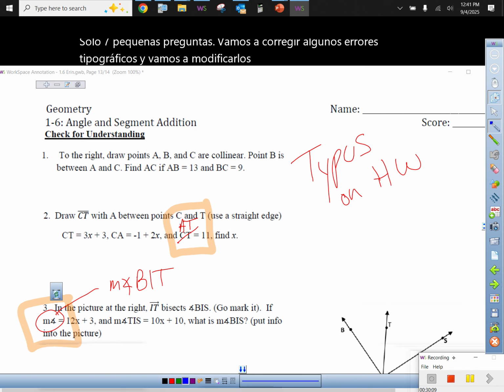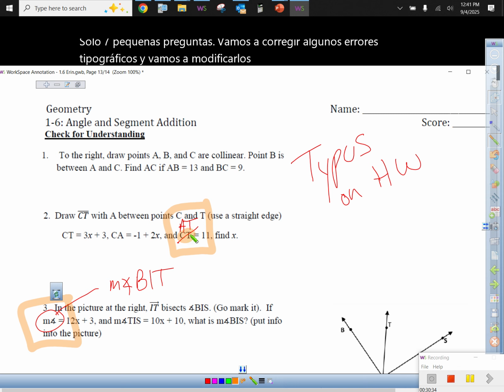There are some typos. The first typo is on number 2. Like problem 1 is cool, right? There's nothing wrong with it. Problem 2, do you see right here where it says CT, like the distance from C to T? That's wrong. Cross that out and change it to the distance from A to T. I'm on number 2. Cross out the distance from C to T and change it to A to T.